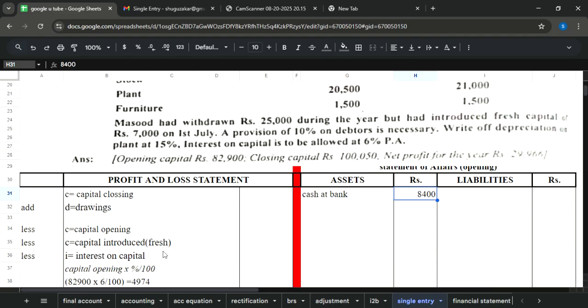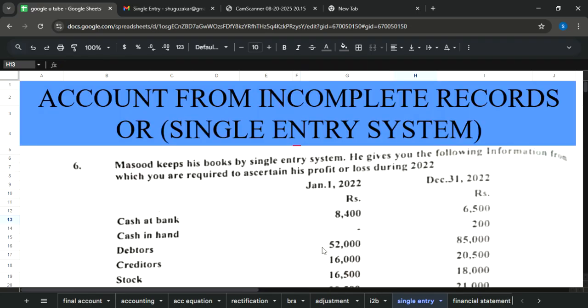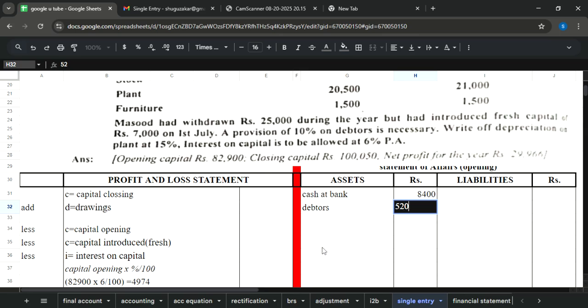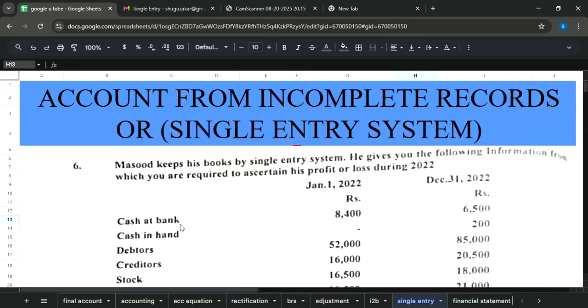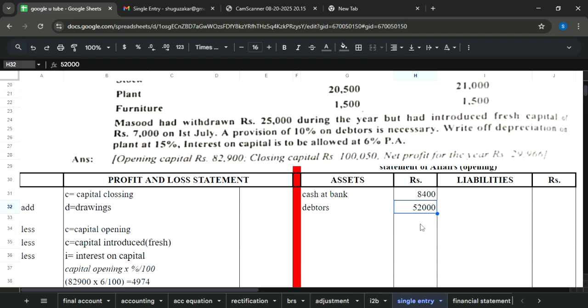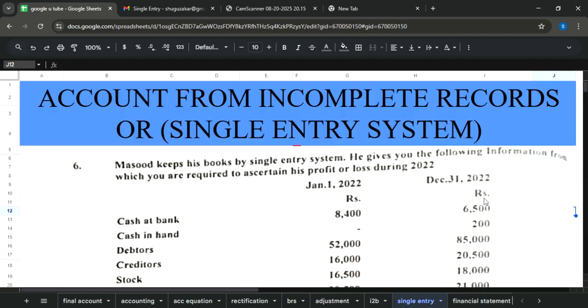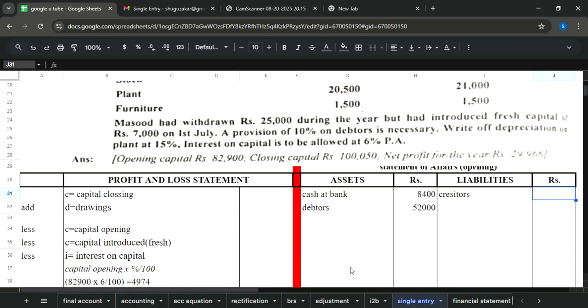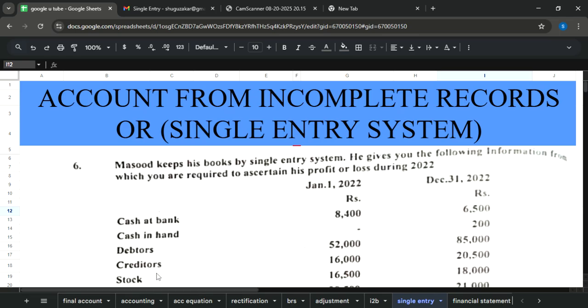Next, debtors. Debtors are an asset, amount of debtors 52,000. Write down in opening asset. Then we have creditors, which are your liability. So write down creditors in liability. Amount of which is 16,000. Post 16,000 in front of creditors on the liability side. One second. Normally in accounts we bother less about spelling, but this is important. Creditors 16,000.